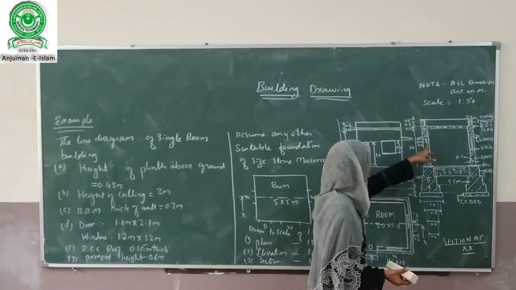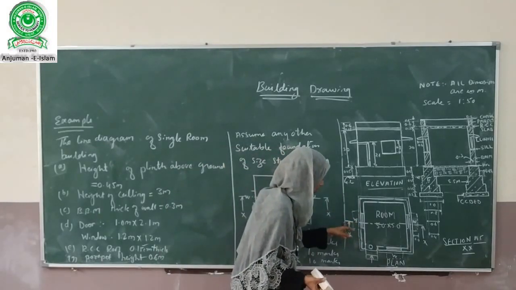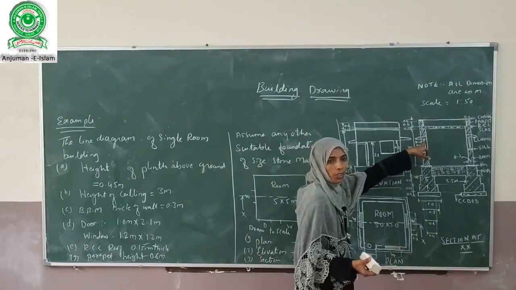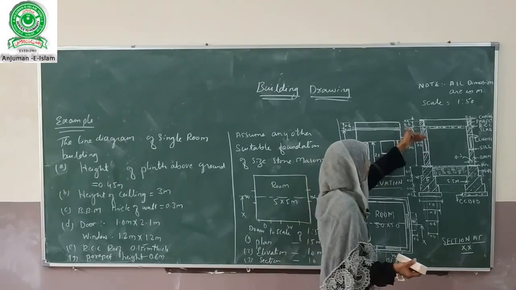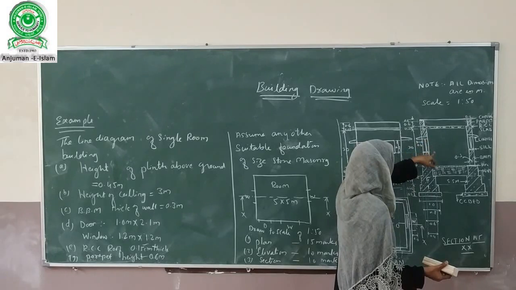Then the position of the window. In this cross section, it will cut the windows. So we have to show the window position in the wall. The window will be placed just below the lintel, and the height of the window is 1.2 meters.